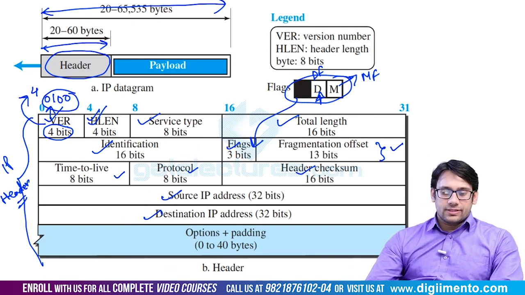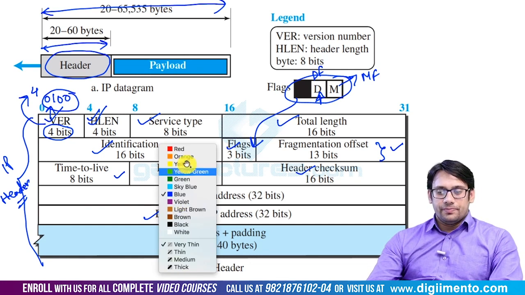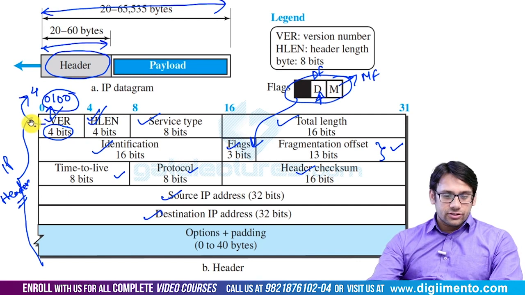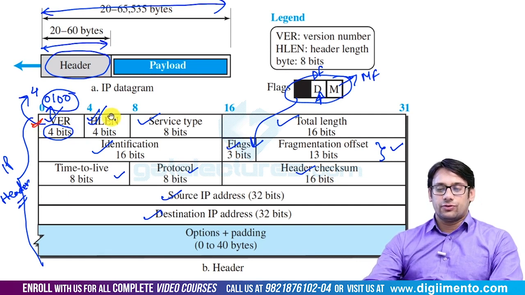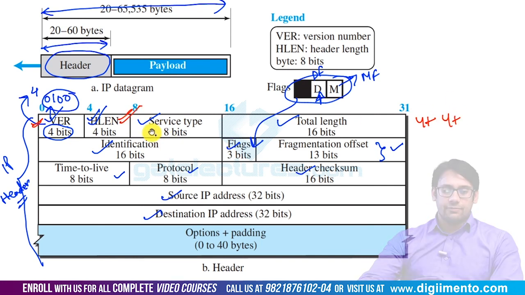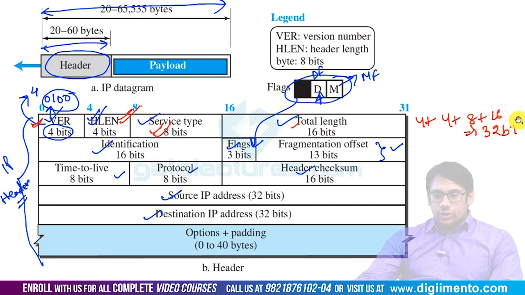Now, why the size of this is variable is, you see every row here. The first row is representing the version field, which is 4 bits. Then we have the header length field, which is also 4 bits. Then we have the service type field, which is 8 bits. Then we have the total length field, which is 16 bits. So if we add all of them, it is going to be 32 bits. So in every row, you are going to store 4 bytes of data.